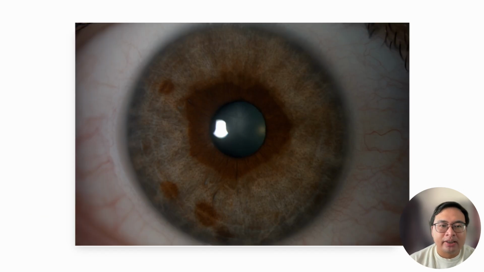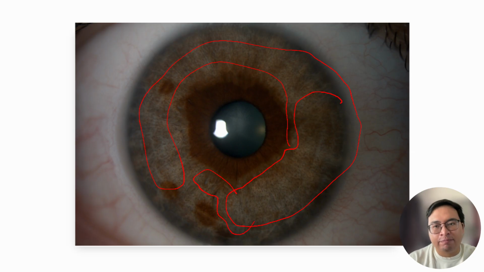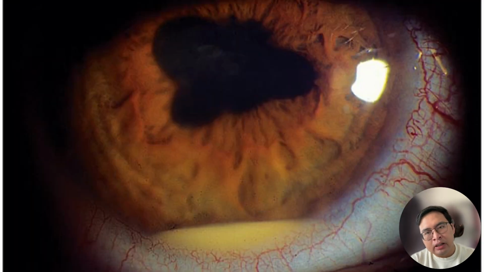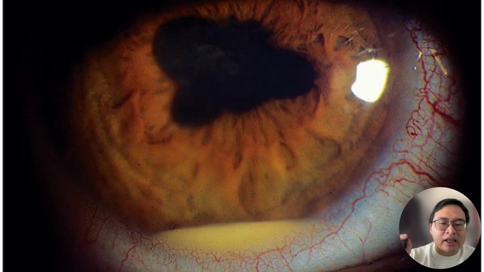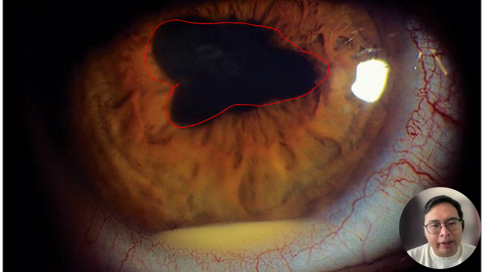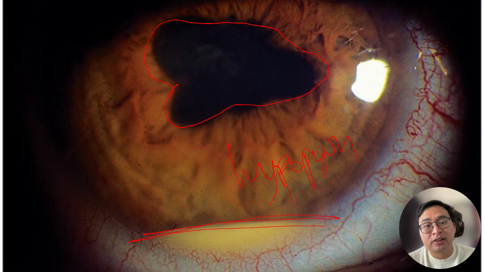Next, what's this? This is iris depigmentation. So all of these areas here are depigmented, meaning the color has been stripped away from them. What is this? This is uveitis. Because of the inflammation of the uvea, here, the opening, the iris, has been misshapen. Aside from that, you can also see a layer of inflammation, and we call that hypopyon. That's a layer of pus.